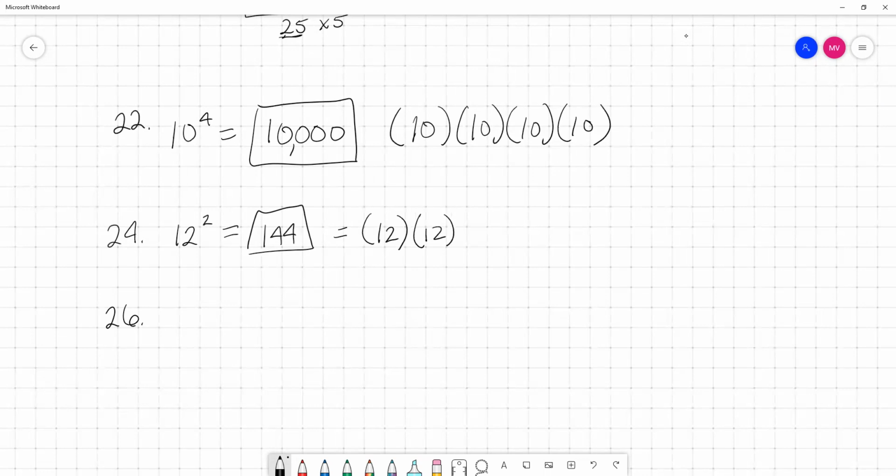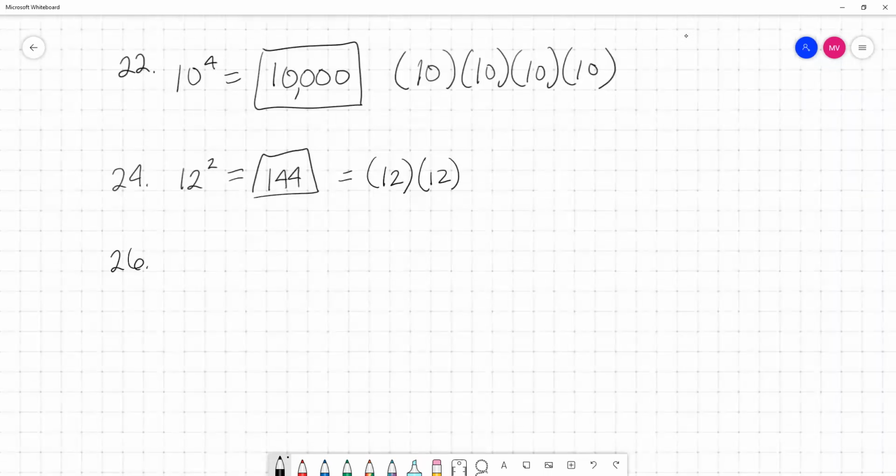26. All right, in this case, we're finding each product, multiplying numbers with exponents times other numbers. So 26, we have 3 times 2 to the power of 6. Order of operations, what do we do first? We solve the exponent first. So this becomes 3 times 2 times 2 times 2 times 2 times 2 times 2, 64.